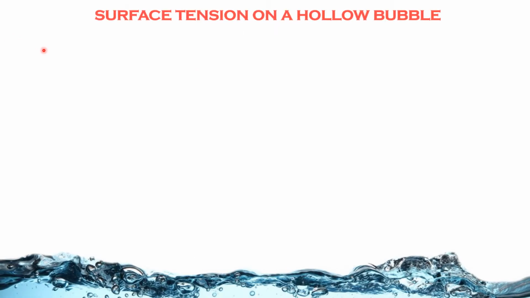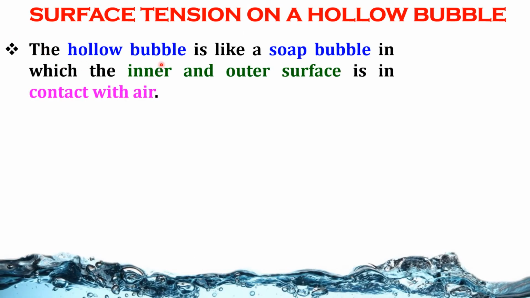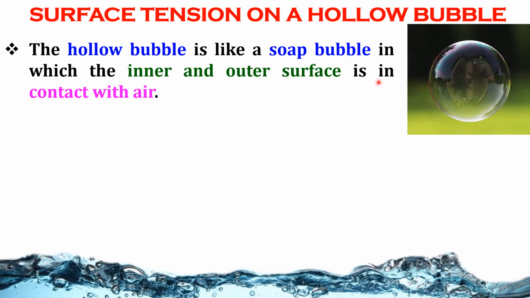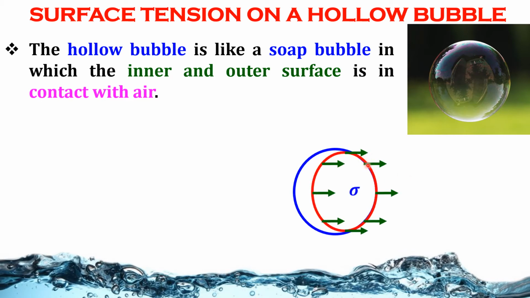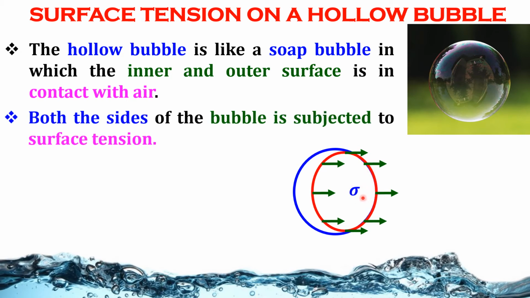Next, we are going to see surface tension on a hollow bubble. A hollow bubble is like a soap bubble in which the inner and outer surface is in contact with air. Consider a bubble. A bubble will have atmospheric air inside your bubble, and outside it will be in contact with atmospheric air. First, I am going to consider the cross section. There is a surface tension force acting on the entire surface. The surface tension is denoted by the letter sigma. Both sides of the bubble are subjected to surface tension. Here, on the inner and outer surface, both sides have surface tension.